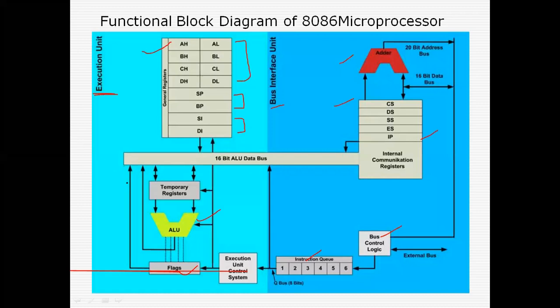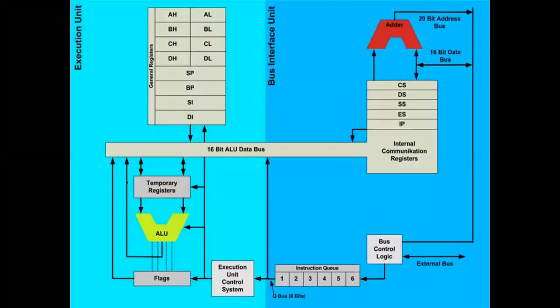So this is the functional block diagram of the 8086. You can see the same diagram here. We will discuss the functional block diagram in the next class. Separately, we will discuss bus interfacing unit and execution unit. So now, we will conclude with the bus interfacing unit.